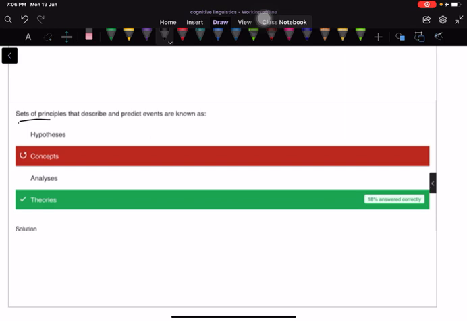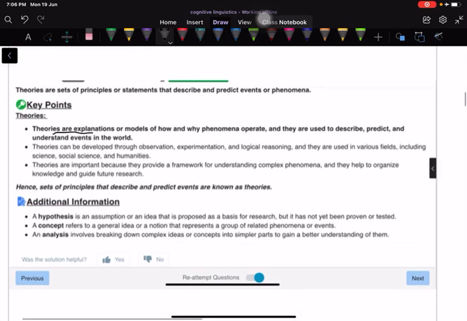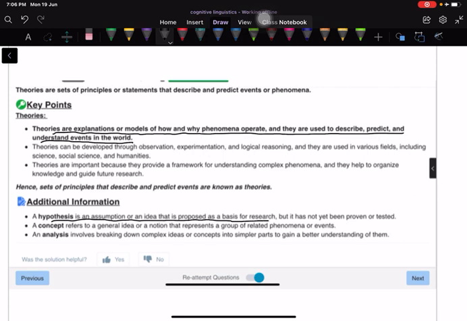Now, the next: sets of principles that describe and predict events are known as theories. Theories are explanations or models of how and why phenomena operate, and they are used to describe, predict, and understand events in the world. A hypothesis is an assumption or an idea that is proposed as the basis of research, but it has not yet been proven or tested.